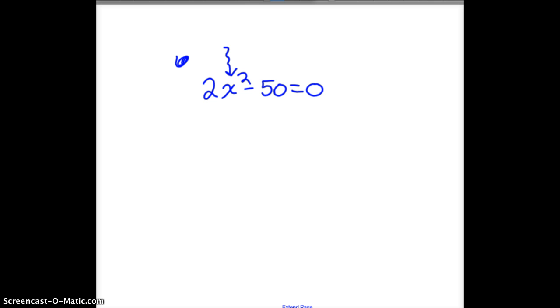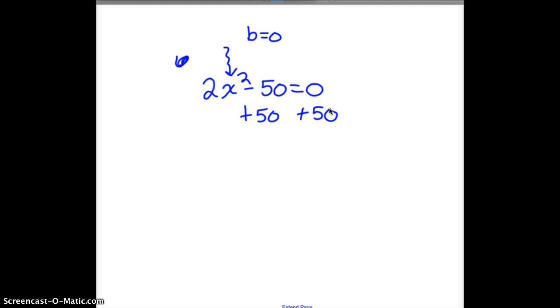But keep in mind, the only reason we're able to get that x squared by itself is because there is no other x term in the quadratic. Really what that means is b is 0. There's no 2x squared plus 4x minus 50. And so what that allows us to do is just attack that x squared by doing our inverse operations, which is what we did yesterday.